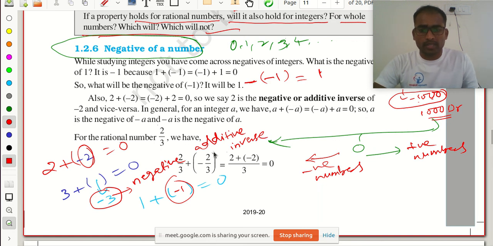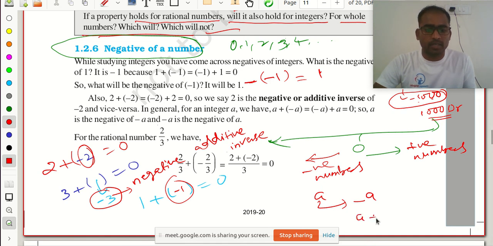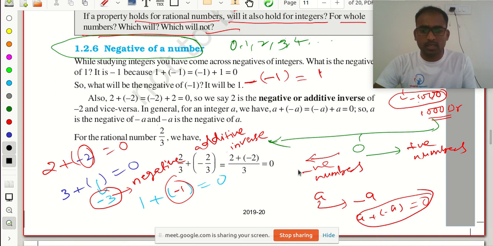So next, in a generalized way, if any a is there, what is the additive inverse of this a? Minus a. Why? Because a plus minus a is equal to 0. That is why the additive inverse of a is minus a.